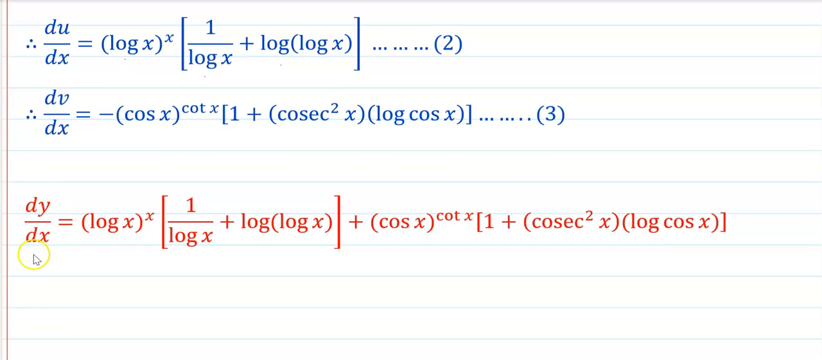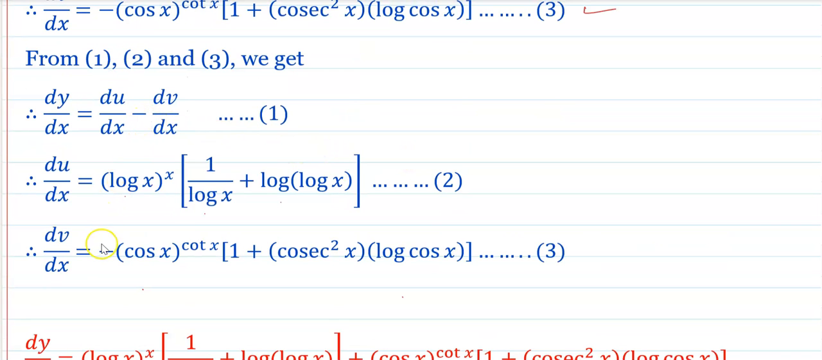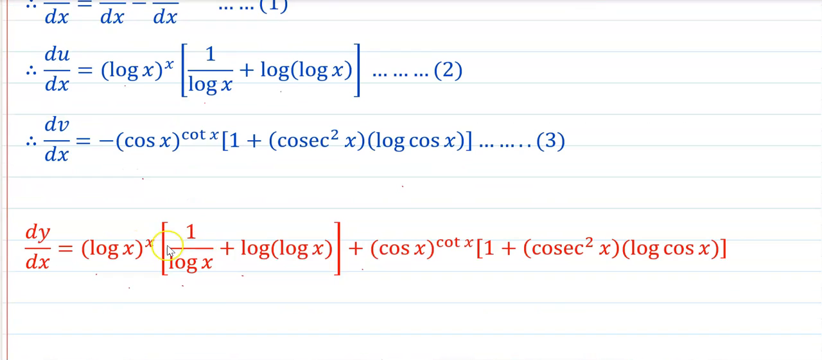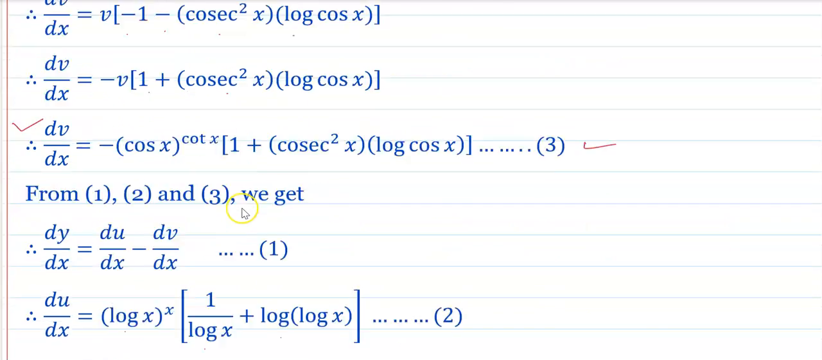Then you will get dy by dx is equals to log of x bracket is to x, then 1 upon log x plus log of log x bracket, plus all this value. But here, there is a minus sign and this also has a minus sign. That minus and minus will become plus here, and hence cos of x bracket is to cot x in bracket 1 plus cos x square x into log of cos x, and this is the answer. You can have a look at this once again.